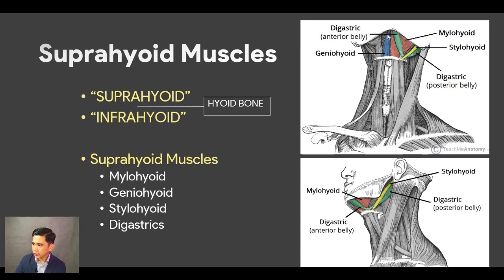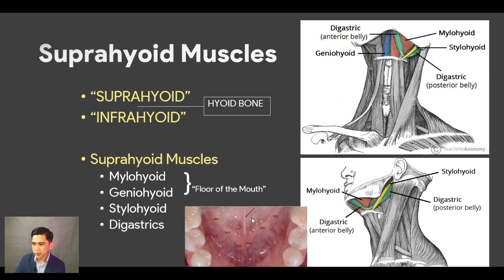The mylohyoid and the geniohyoid form what we call the floor of the mouth. They support the mouth and the tongue. Also, the digastric, in a way, supports the floor of the mouth. So suffice it to say that the suprahyoid muscles are made to support the mouth. Okay, this is the mouth. So if you press on that and press over here, then you will feel the suprahyoid muscles.